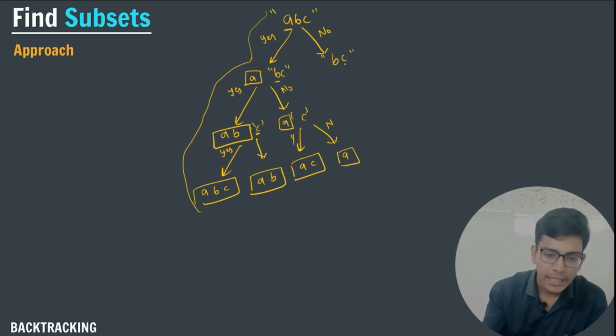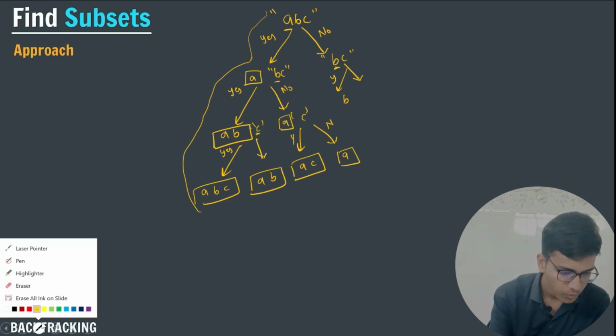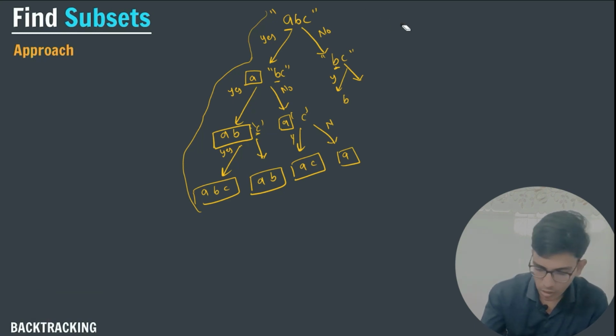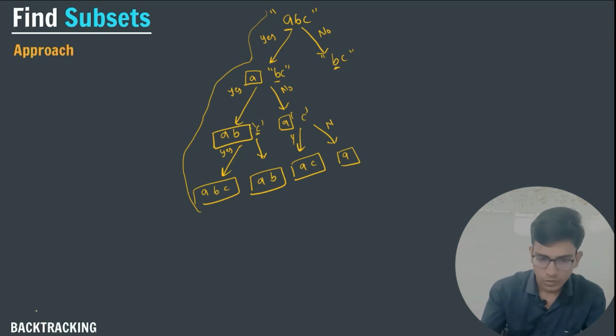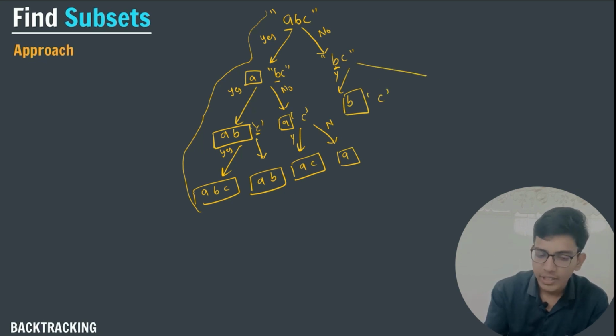Okay. Similarly, here B has a choice. If B wants to be part of the substring, then we will include it. Let me rewrite here. Yeah. So here B has a choice. If it wants to be part of our substring, then yeah, B, and we need to think about C. If it doesn't want to be part, then we will remain only with C.